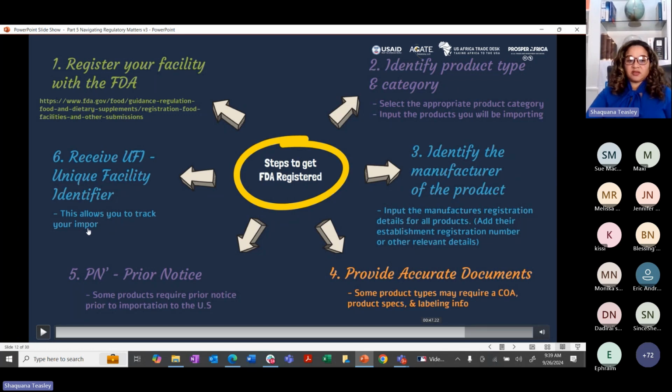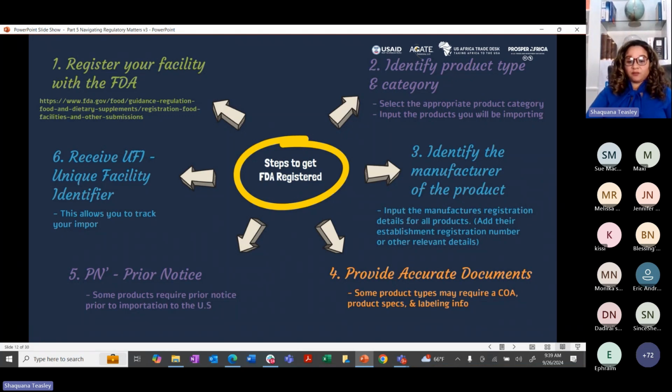Let's quickly go over these again. Step 1, register your facility with the FDA. Here's that website. Step 2, identify your product type and category. You want to select the appropriate product category and input the products that you'll be importing. Step 3, identify the manufacturer of the product. You must also have that manufacturer's registration detail for your products on the documentation. So make sure you're getting their establishment registration number as well.